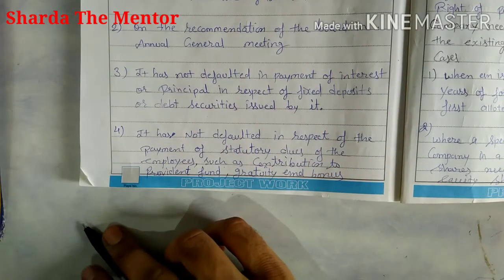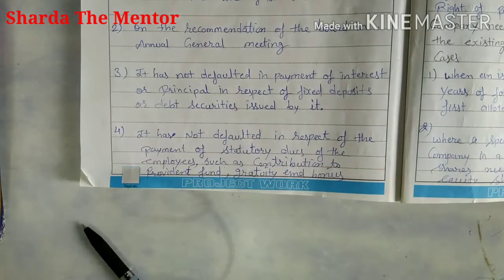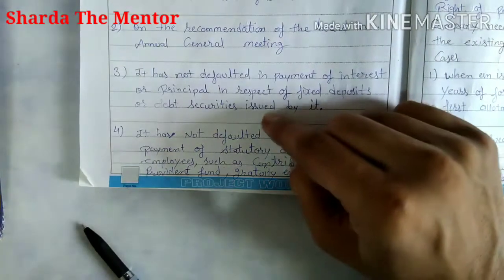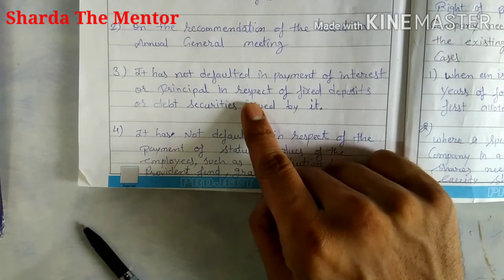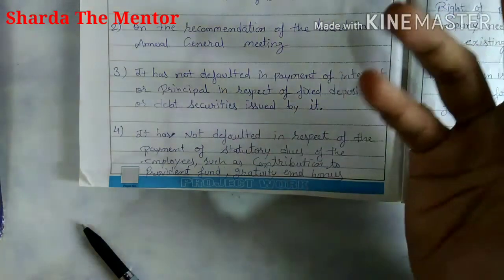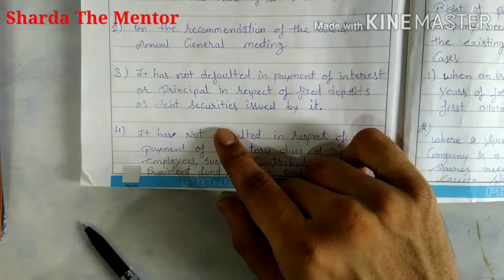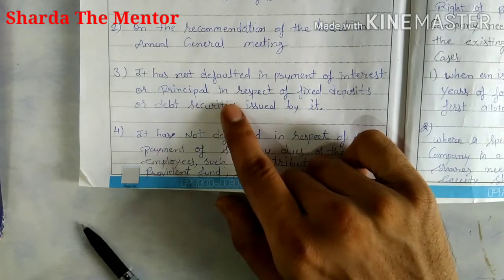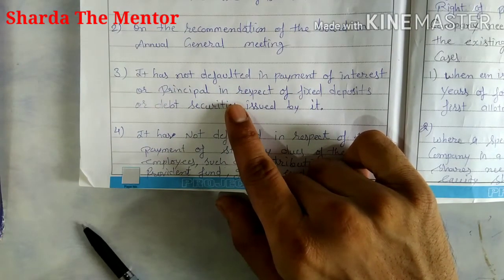As you already studied in accounts, the company's first liability is to pay the outsider liabilities. If they have taken a loan from a bank or from a creditor, they have to pay interest on that. The company's first liability is to pay interest to them, and after that, if they have enough amount, they can distribute bonus shares to the existing shareholders. So no default should be there. The main point related to this is that there should be no default in payment of interest.